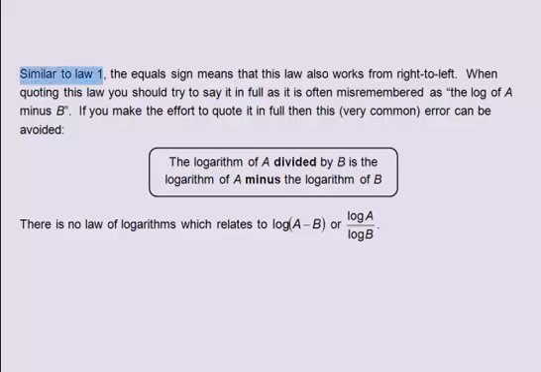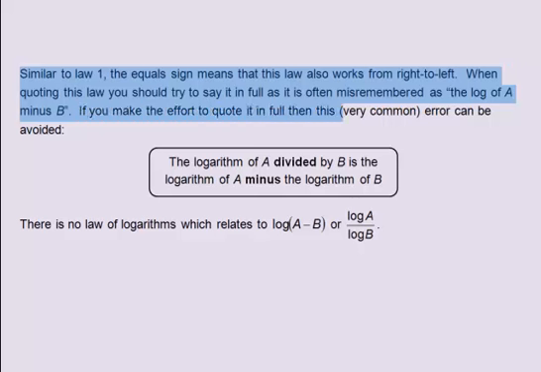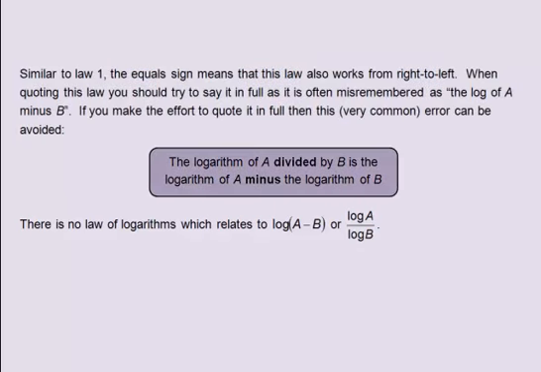Similar to Law 1, the equal sign means that this law also works from right to left. When quoting this law, you should try to say it in full, as it is often misremembered as the logarithm of a minus b. If you make the effort to quote it in full, then this very common error can be avoided. The logarithm of a divided by b is the logarithm of a minus the logarithm of b.